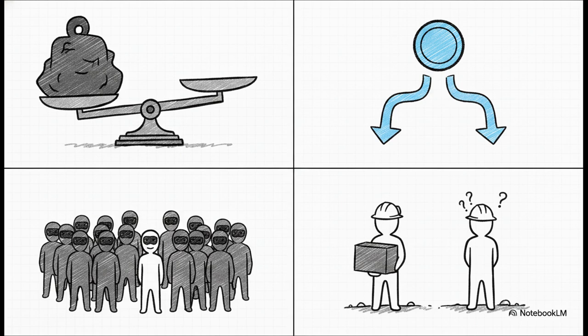Second is double spending, which is exactly what it sounds like, when a malicious user tries to spend the exact same digital coin twice. Third is a Sybil attack, where a hacker creates thousands of fake node identities to surround a user and feed them false information. And finally, selfish mining. This is when a miner successfully finds a block but secretly hides it from the rest of the network to get an unfair head start on solving the next puzzle.